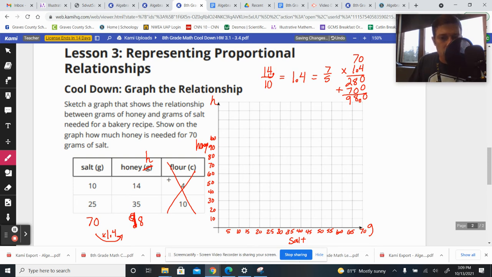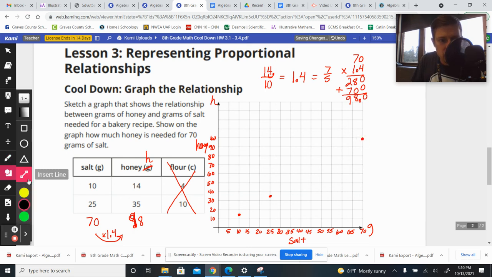Whenever the salt, which is on the bottom, is 10 right here, the honey is 14, and that would be right about there. Whenever the salt is 25, the honey is 35, which would be perfectly between the 30 and the 40 right there. And whenever the salt is 70 all the way down, we need to go up to 98, which is very close to the 100. And it is a proportional relationship, so let's draw ourselves a beautiful little line here through the origin. You can use a straight edge or a ruler to do that at home.